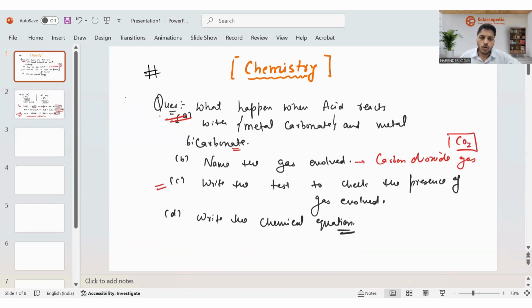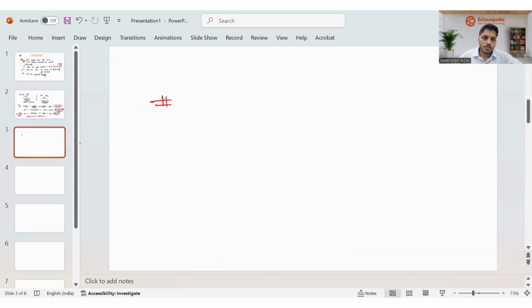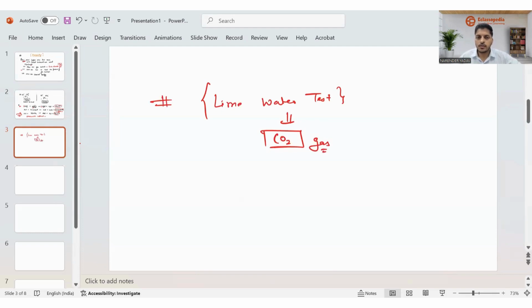Now let's move to the third one: write the test to check the presence of the gas. The test is the lime water test. Why is this test used? To check the presence of CO2 gas, that is carbon dioxide gas. What is this lime water? Lime water has the formula calcium hydroxide, Ca(OH)2. A question may be asked why this is formed, and how it is formed.